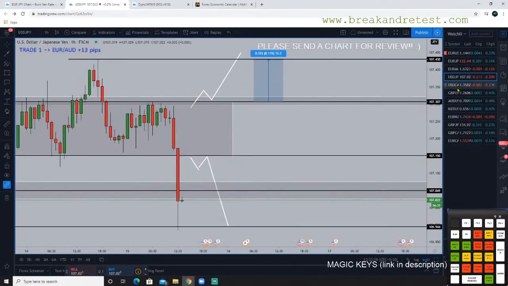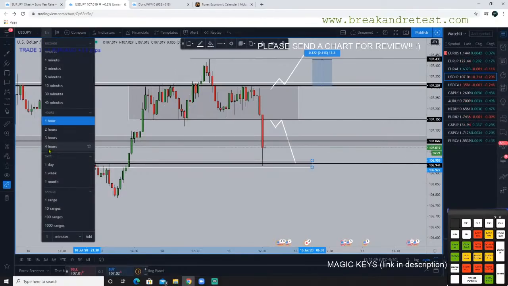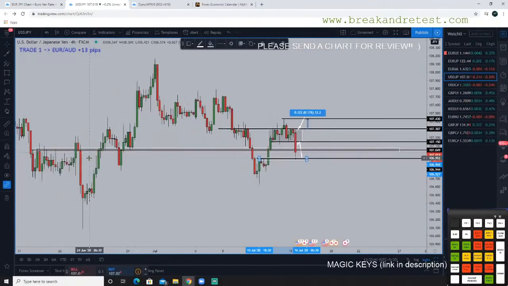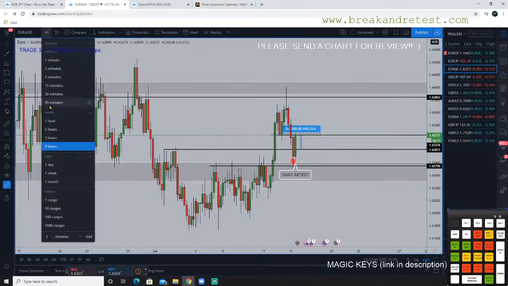Let's take a look at other pairs. UJ dropped really hard. See how it got rejected from this support. Let's go to 4 hour. 4 hour is the same. There are a lot of zones on UJ, so I think better we avoid it.